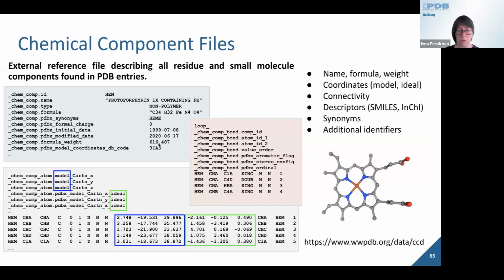They contain a coordinate section with two sets of coordinates. One is the model coordinates based on which the component was first created, and the other set is for software generated ideal coordinates for the particular molecule. The files also contain an atom connectivity section, as well as additional descriptors such as SMILES and InChI, synonyms if any, and additional identifiers.